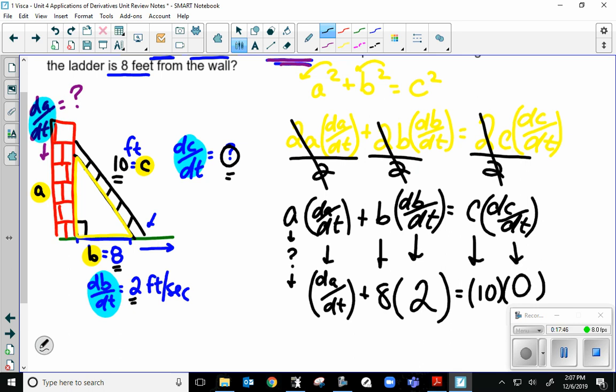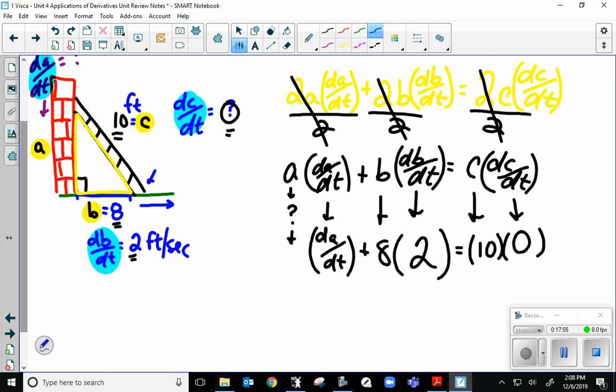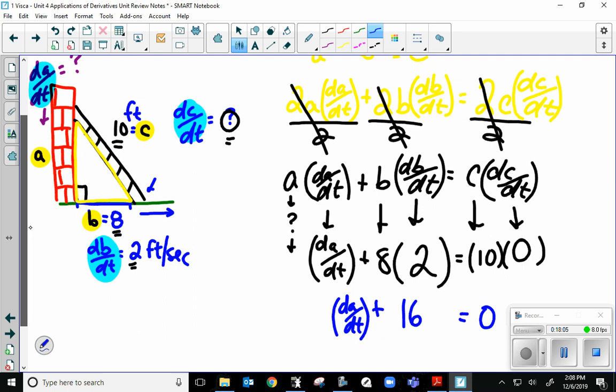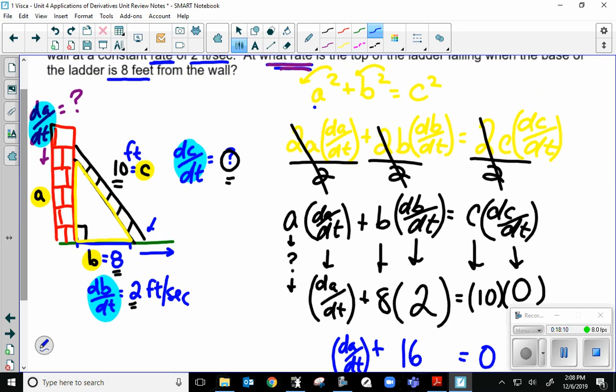But here's something that maybe some of you figured out already. Maybe some of you haven't. Maybe some of you forgot. I currently have 0 equals 16 plus dA/dt. This is what I'm solving for. But I still don't have A. I can find A really, really easy. How can I find A? I can find A by using the Pythagorean theorem.